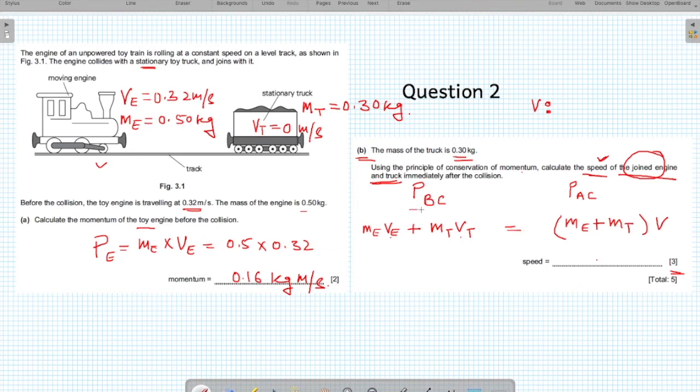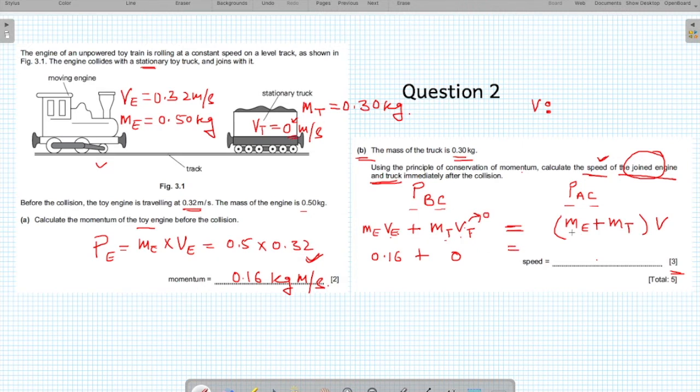Step 1 is momentum before collision. Step 2 is momentum after collision. Step 3 is that you equate them. Fine. So let us input the values in the equation. ME VE we have already calculated here, so you can just straight away pick up the values. It comes out to be 0.16 plus VT is 0. So this whole term becomes 0 because VT we know is 0. Initially the truck was at rest.